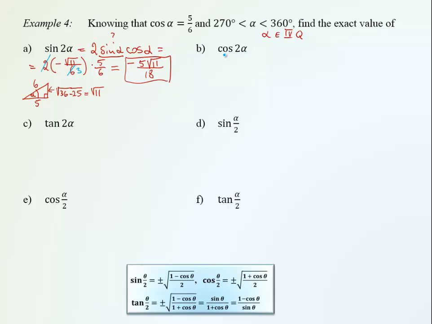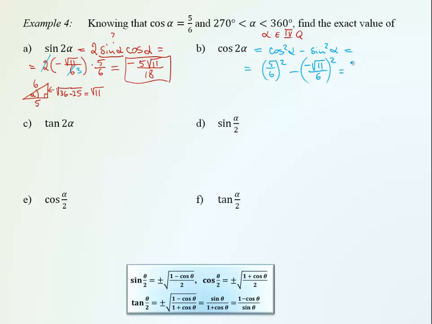Okay, let's do the same for cosine double angle. Cosine double angle is the same as cosine squared alpha minus sine squared alpha. And since we already know the values for both sine and cosine from step A, cosine because it's given in the problem, (5/6) squared, and sine is negative root 11 over 6, and that's squared as well.